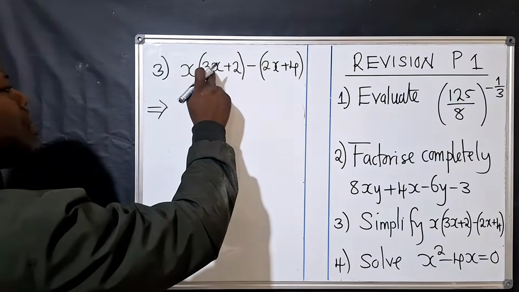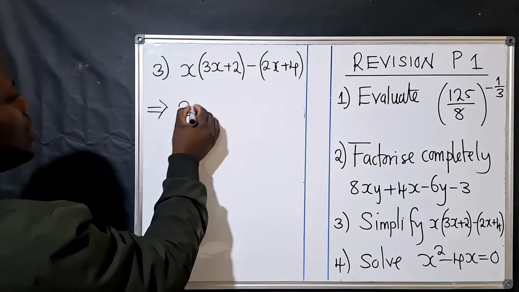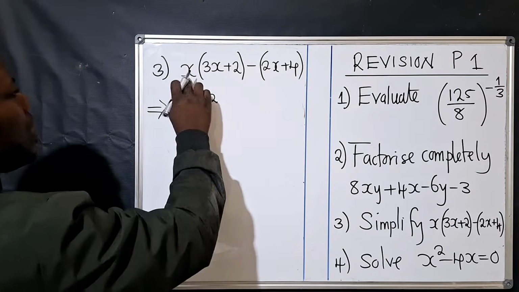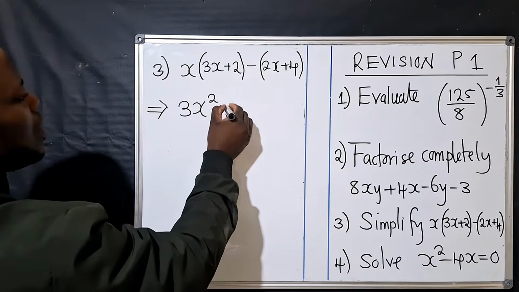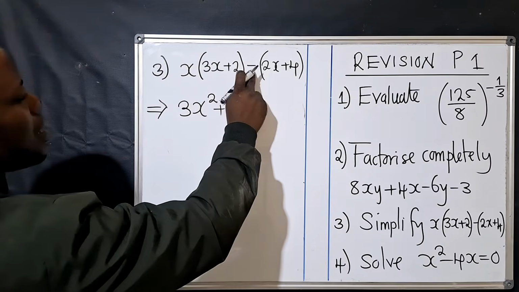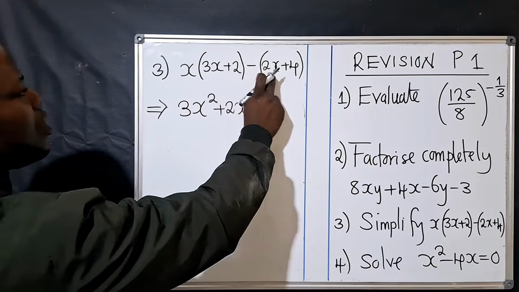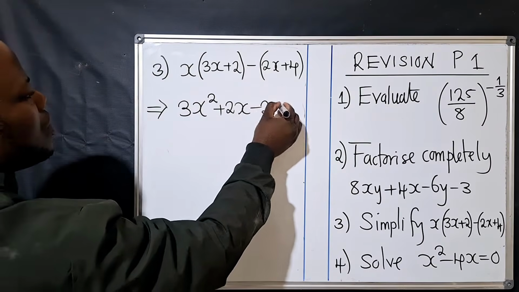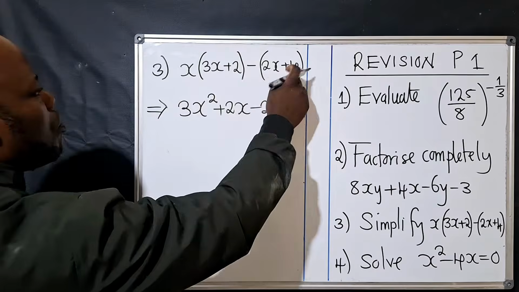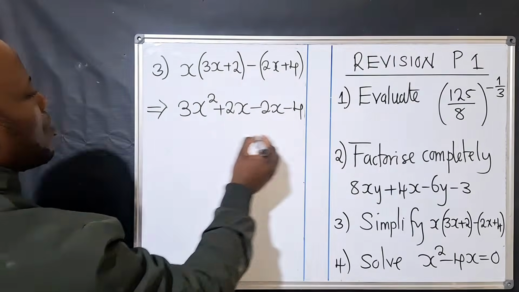So x times 3x, it's giving us a 3x squared. X times 2x, that is a 2x. We come to the negative. Negative times 2x, that's a negative 2x. Negative times positive 4, it's a negative 4.